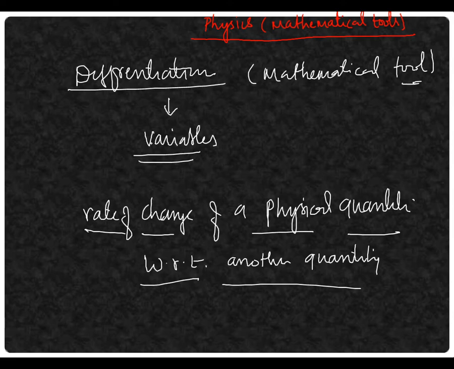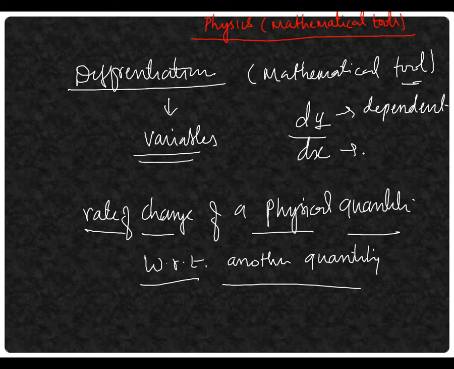And differentiation is represented by dy by dx. Here y is the dependent variable and x is the independent variable. So what is the meaning of dy by dx? The meaning of dy by dx is the rate of change of y with respect to x.